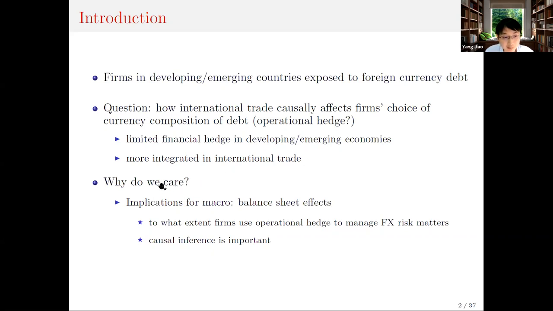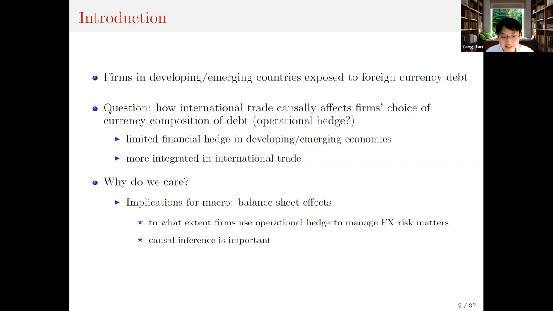On the other hand, why do we care at the macro level? We think this has some implications for macro policy. There is a huge literature in international finance about balance sheet effects, which basically says that if a firm's revenue is in domestic currency but it is exposed to foreign currency debt, it is subject to currency mismatch. We see many theoretical papers or models that directly assume that firms have domestic currency income and foreign currency debt.